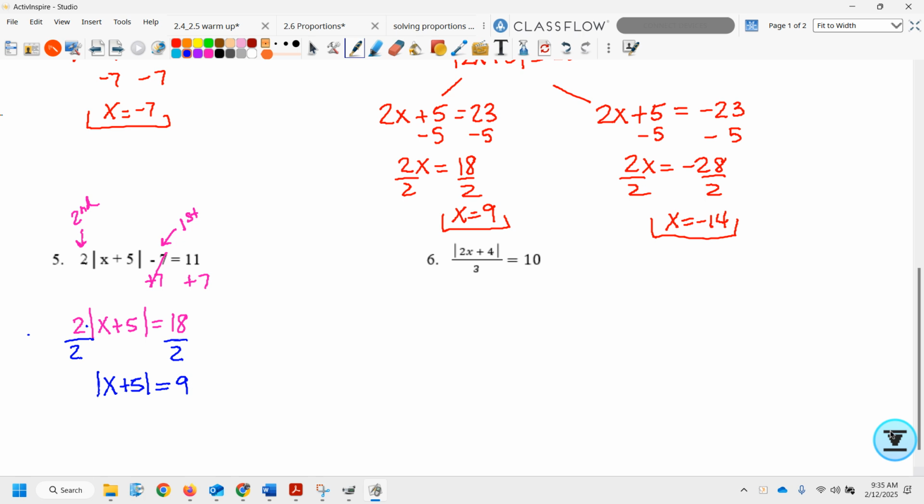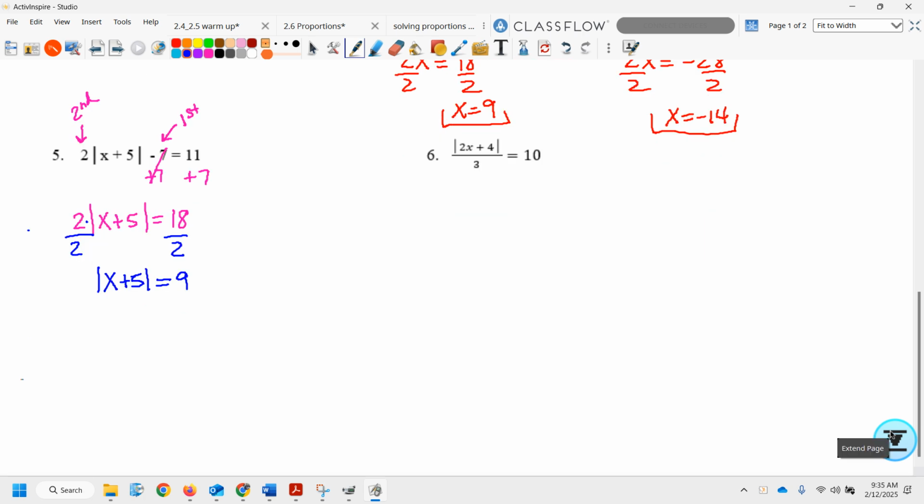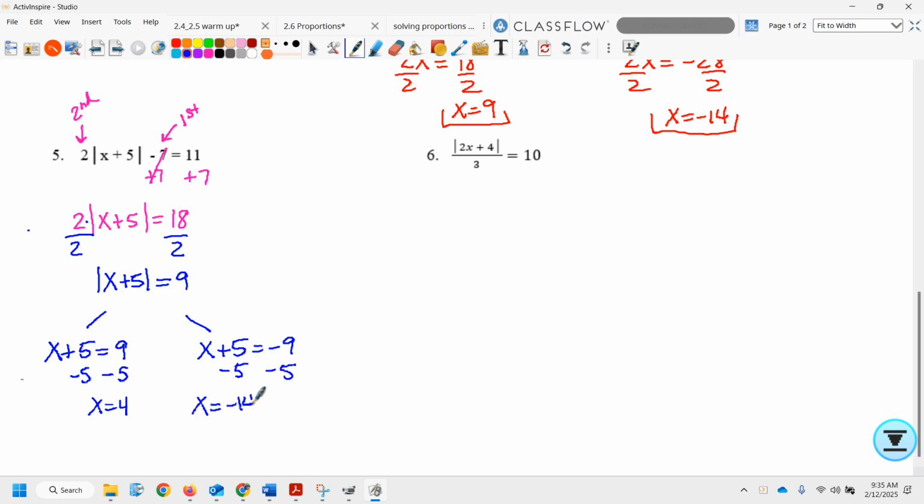I can make my two cases, or two equations, I should say. x plus 5 is equal to 9. x plus 5 is equal to negative 9. This is a one-step. This is super easy. Subtract 5, x equals 4. Subtract 5, x equals negative 14. Those are my two solutions.